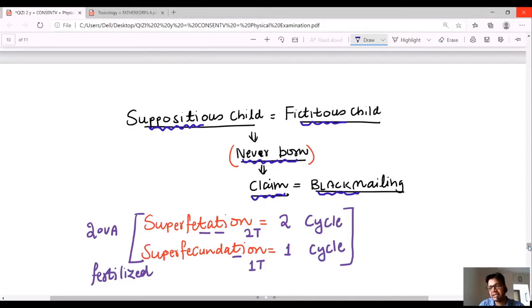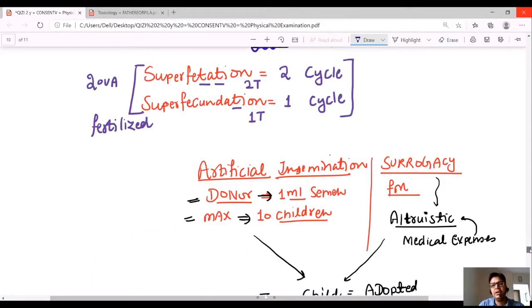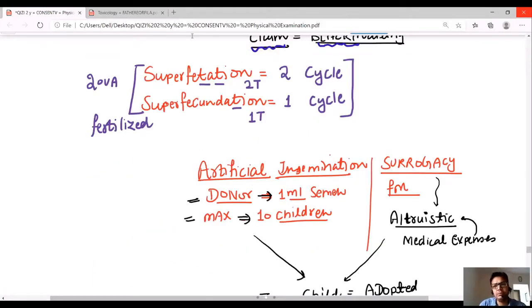Again, a posthumous child is a child born after the death of the father. So revise these two things with me.